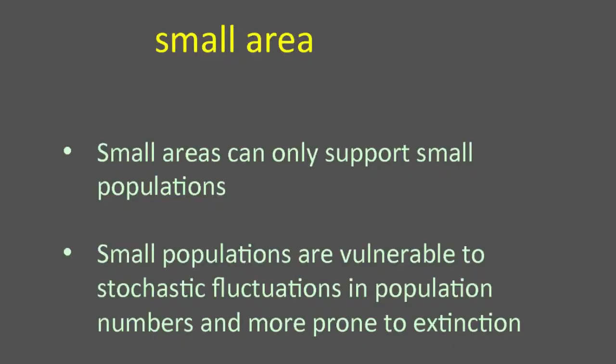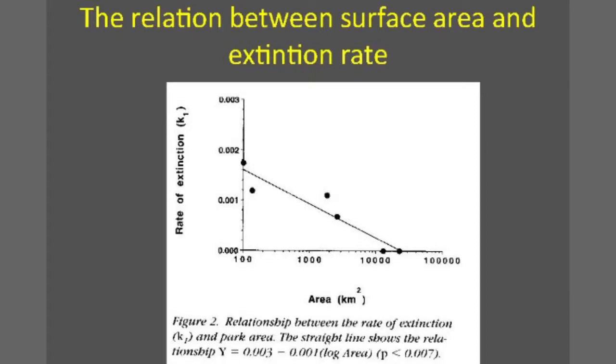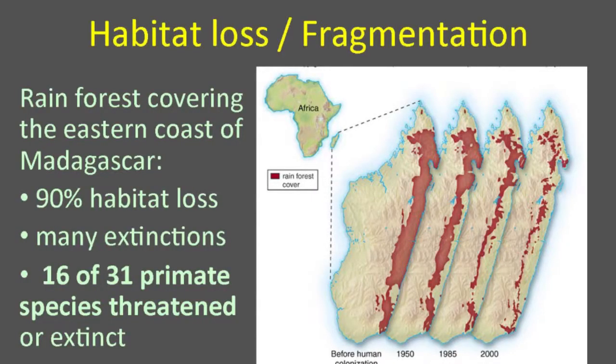Now, is it true that the extinction rate is larger? Yes, there is empirical evidence that this is the case, and you see it here in the graph. Extinction rate goes down with surface area. And so it's not surprising that half of all the primate species in Madagascar, that has lost 90% of its forests, are endangered or already extinct.